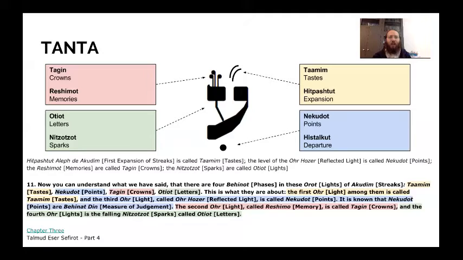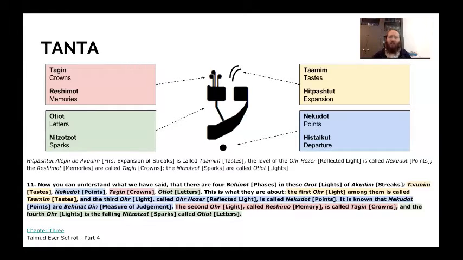These taamim, which can be above the letter or below the letter, represent Hitpashtut in Kabbalah. Hitpashtut is expansion. This is where we talked about how the head expands into the body. So you've got the head, which is the mating by striking, the calculation, the observation, the Histaklut Aleph. And then it expands into the body. That expansion of the lights, with the reflected light and direct light, into the body is called Pashtut, expansion, and that is called Taamim, tastes.